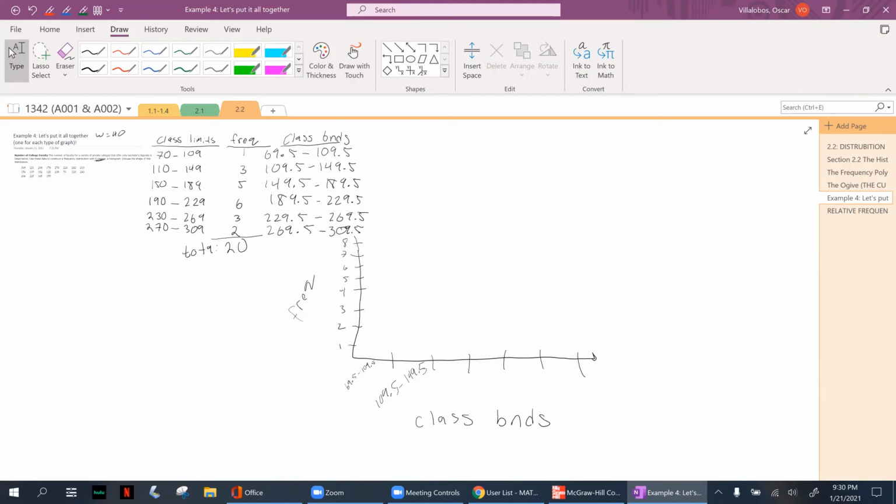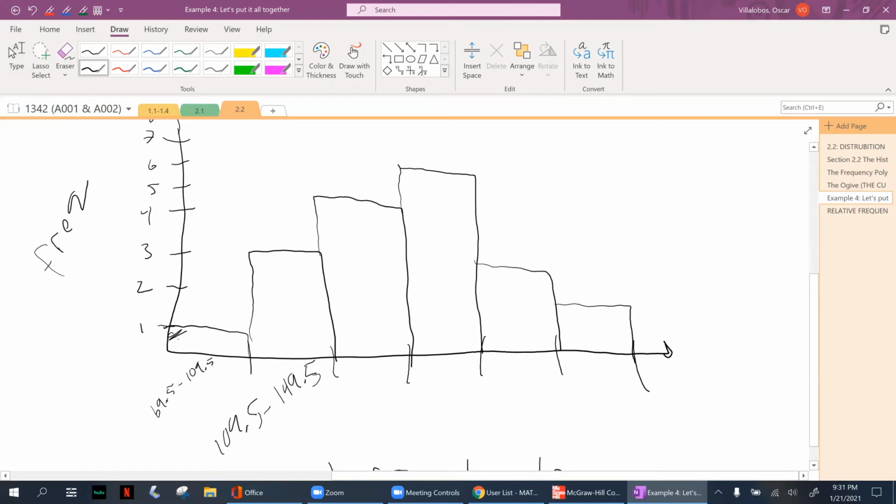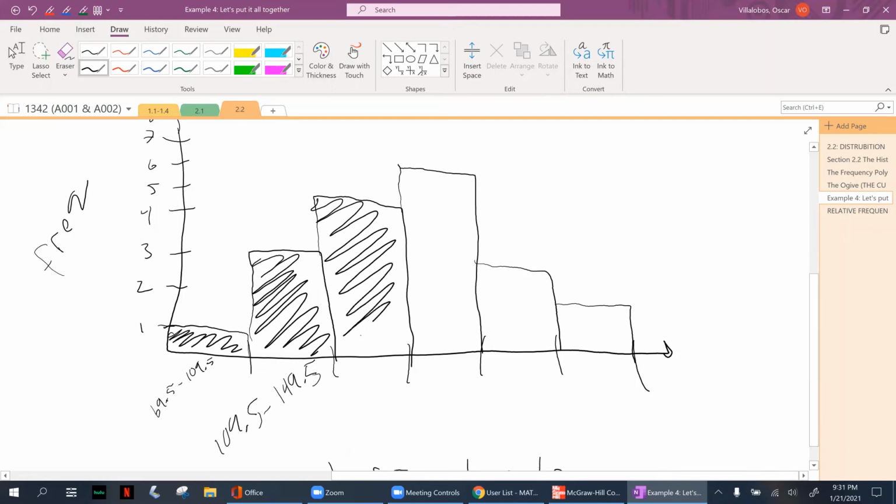So for the first class, I get a 1. For the second class, I get a 3, so I'm going to go up to 3. For the other one, it's a 5. For the other one, it's a 6. For the other one, it's a 3. The other one is a 3. And the other one is a 2. All right. Something like that. That looks okay. Let's go ahead and shade all that in.